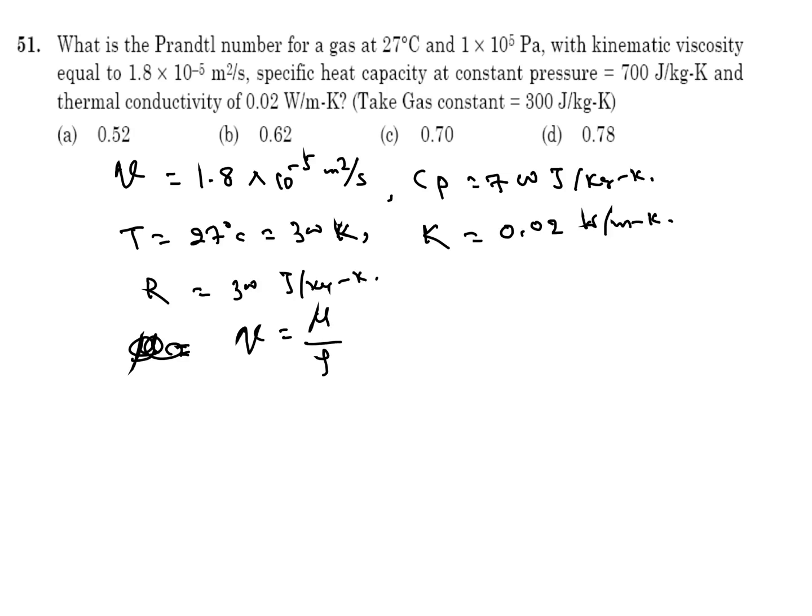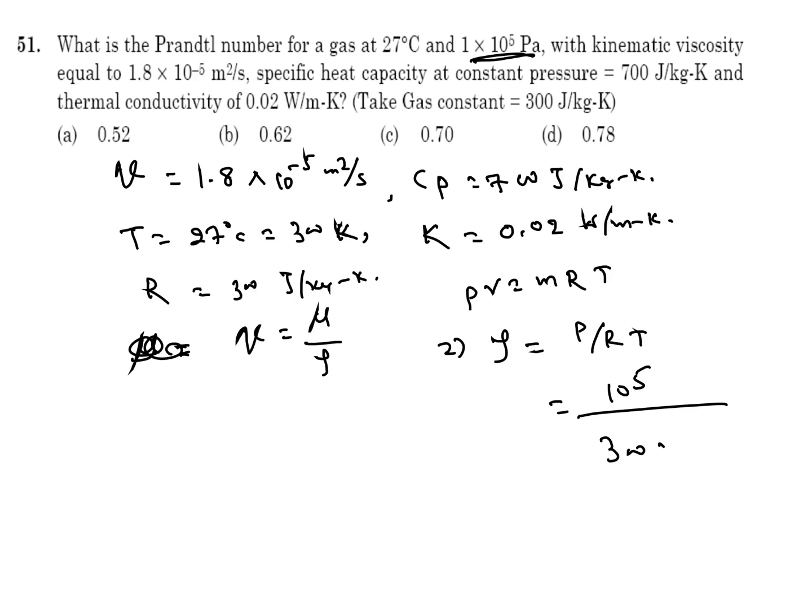So density value first we have to calculate. Density, PV equal to MRT. From here rho equal to P by RT. P is 1 into 10 to the power 5. So 10 to the power 5 divided by R is 300 into temperature is 300. You will get 10 by 9.